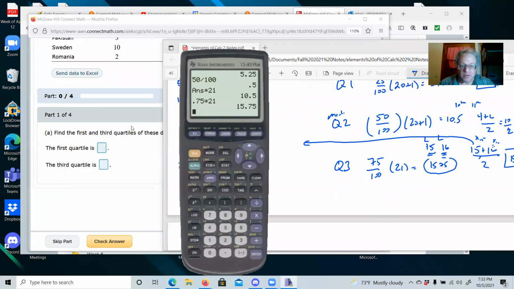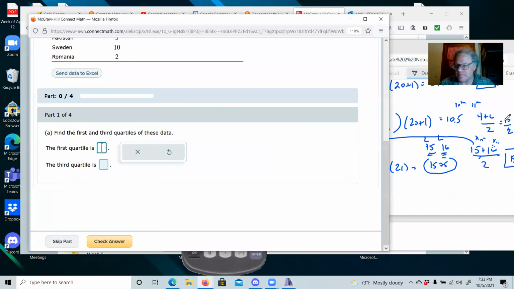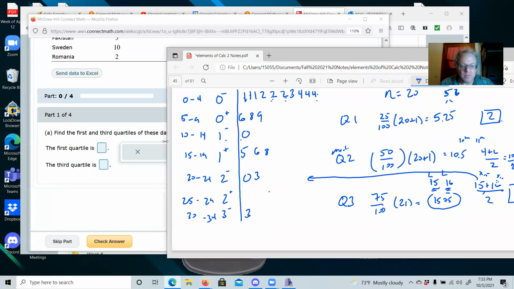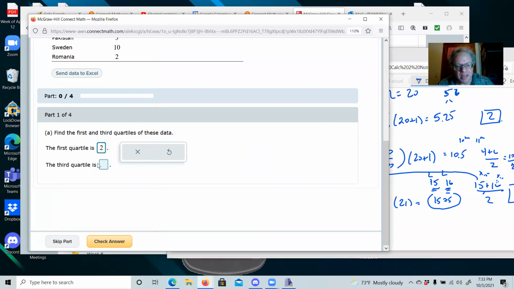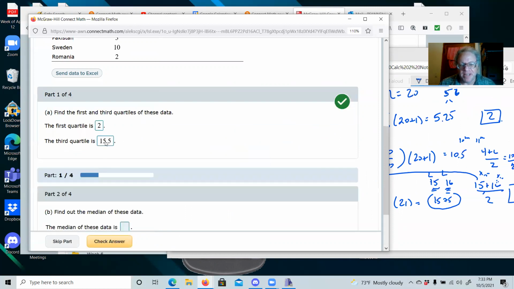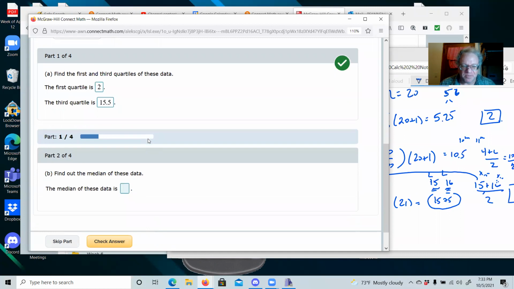All right, so our first quartile, what was our first quartile? That was 2. Okay, now we'll see if it makes a liar out of me. And then this one is going to be 15.5. Okay, it's a crummy problem because it's a crummy data set because it lets you do the wrong thing and still get the right answer.